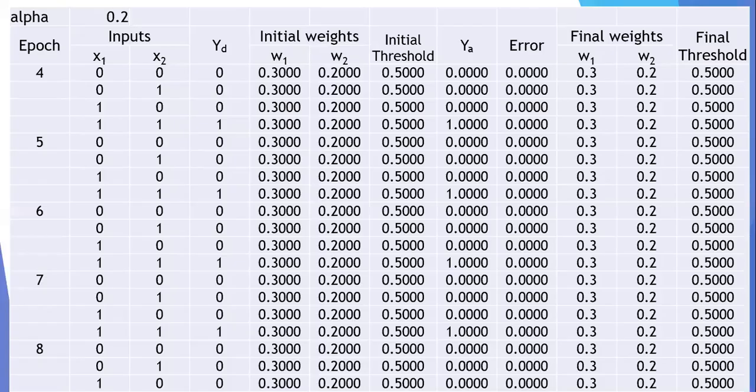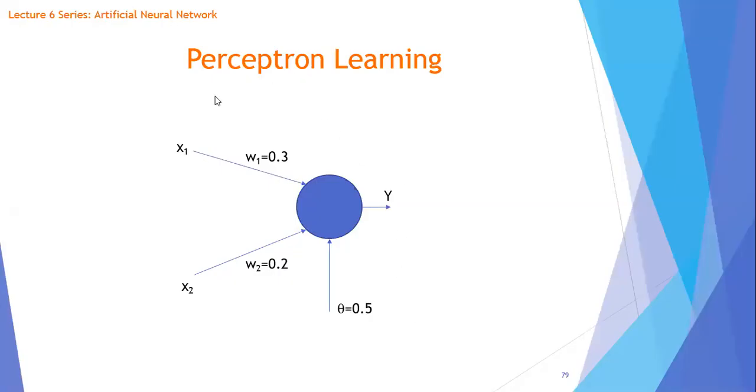So if you take the weights and the threshold at the result of learning the perceptron, you find they are 0.3, 0.2, 0.5, still the same here. It's not changing at all because your error is 0. So it means we are saying W1 of 0.3, W2 of 0.2, and a threshold of 0.5 would be good to replicate the AND logical operation.